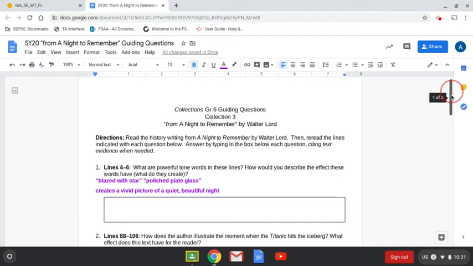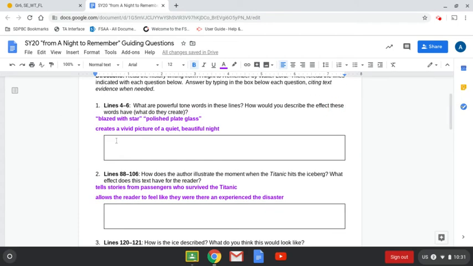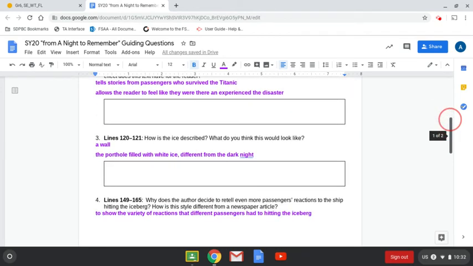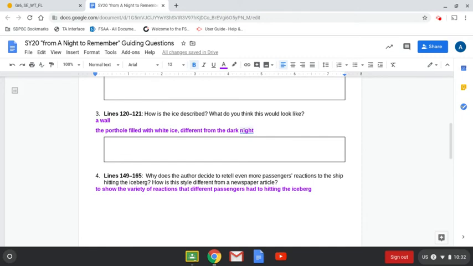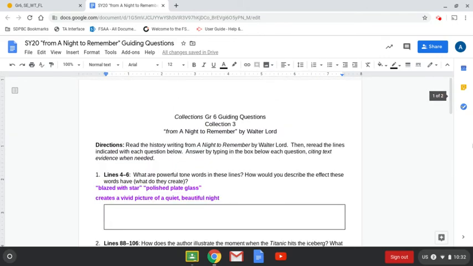So I have given you the answers in purple. The bold purple that you see above each box is the answer to the question. The answers, however, are not in complete sentences. So what I need you to do is put them in a complete sentence and type them into the answer space below. All right, but let's go over this first.